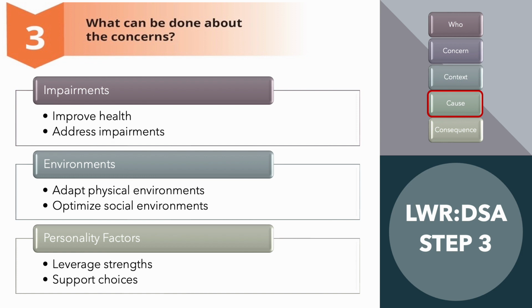What can be done about the causes of the concern? If the causes are impairment-based, what can we do to improve health or address the impairments? Sometimes it is the person's physical and/or social environment that is making it higher risk. So what can be done to adapt the physical environment and optimize formal and/or informal social supports? If the concern is new and different, and we feel it is related to specific personality factors, what has changed about the individual's choices? Also, it is important to understand the older adult's strengths in order to know how best to leverage them when addressing the specific concerns.